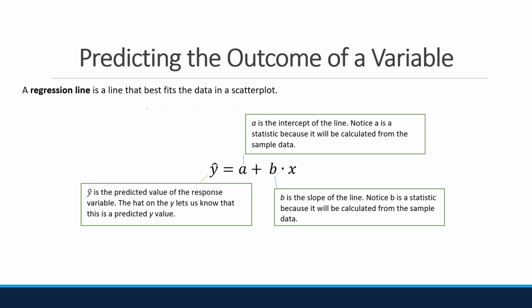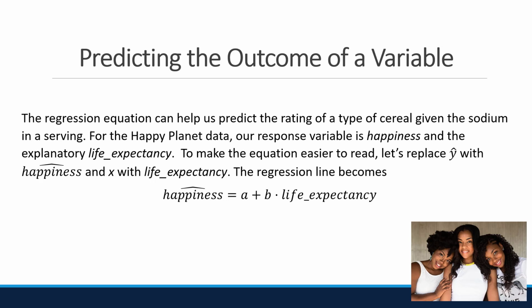B is the slope of the line. Notice B is a statistic because it will be calculated from sample data. Some texts will use the symbol b subscript 1 or b hat subscript 1. The regression equation can help us predict average happiness index score based on life expectancy rating. For the Happy Planet data, our response variable is happiness and the explanatory variable is life expectancy. To make the equation easier to read, let's replace y hat with happiness hat and x with life expectancy. The regression line becomes the following.